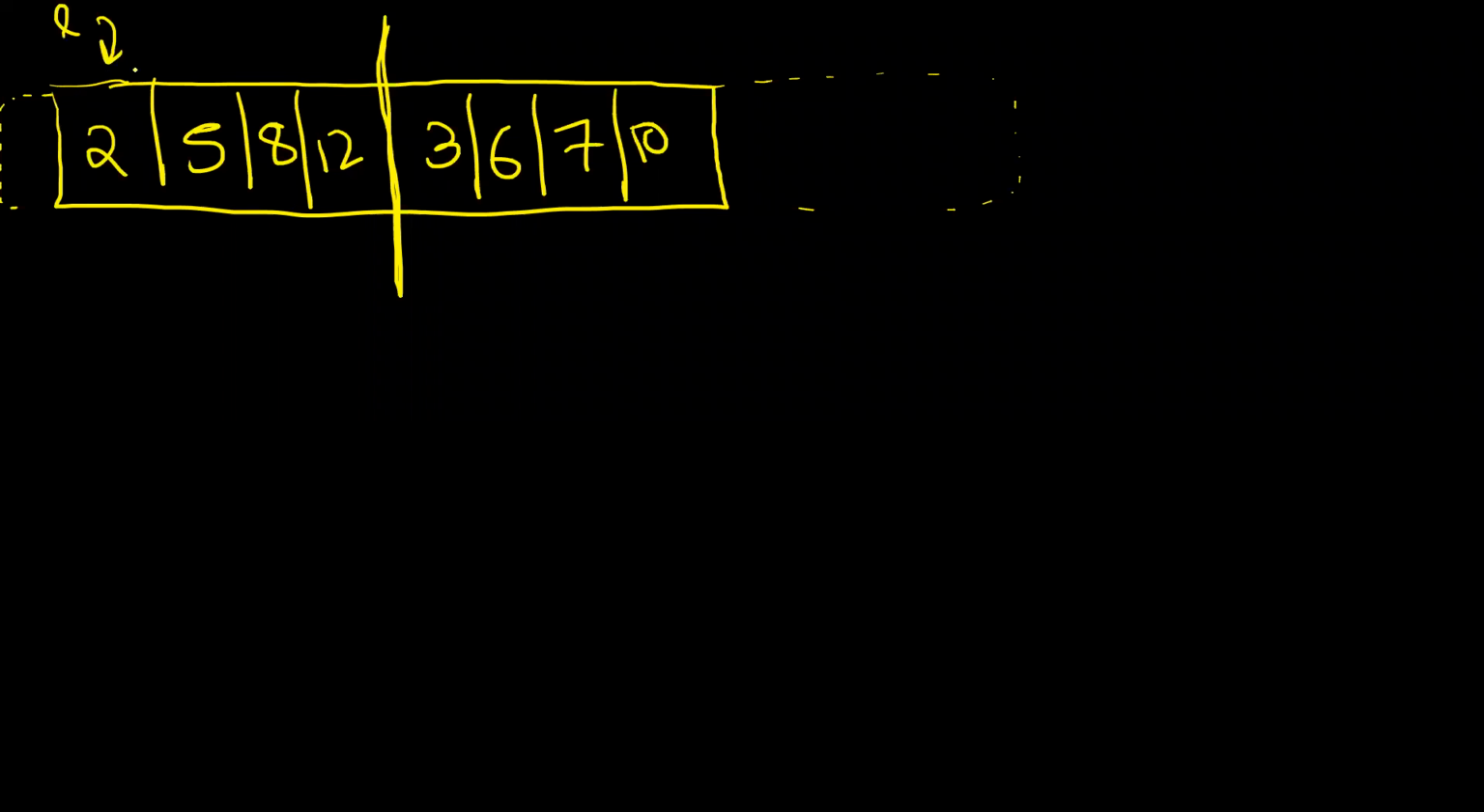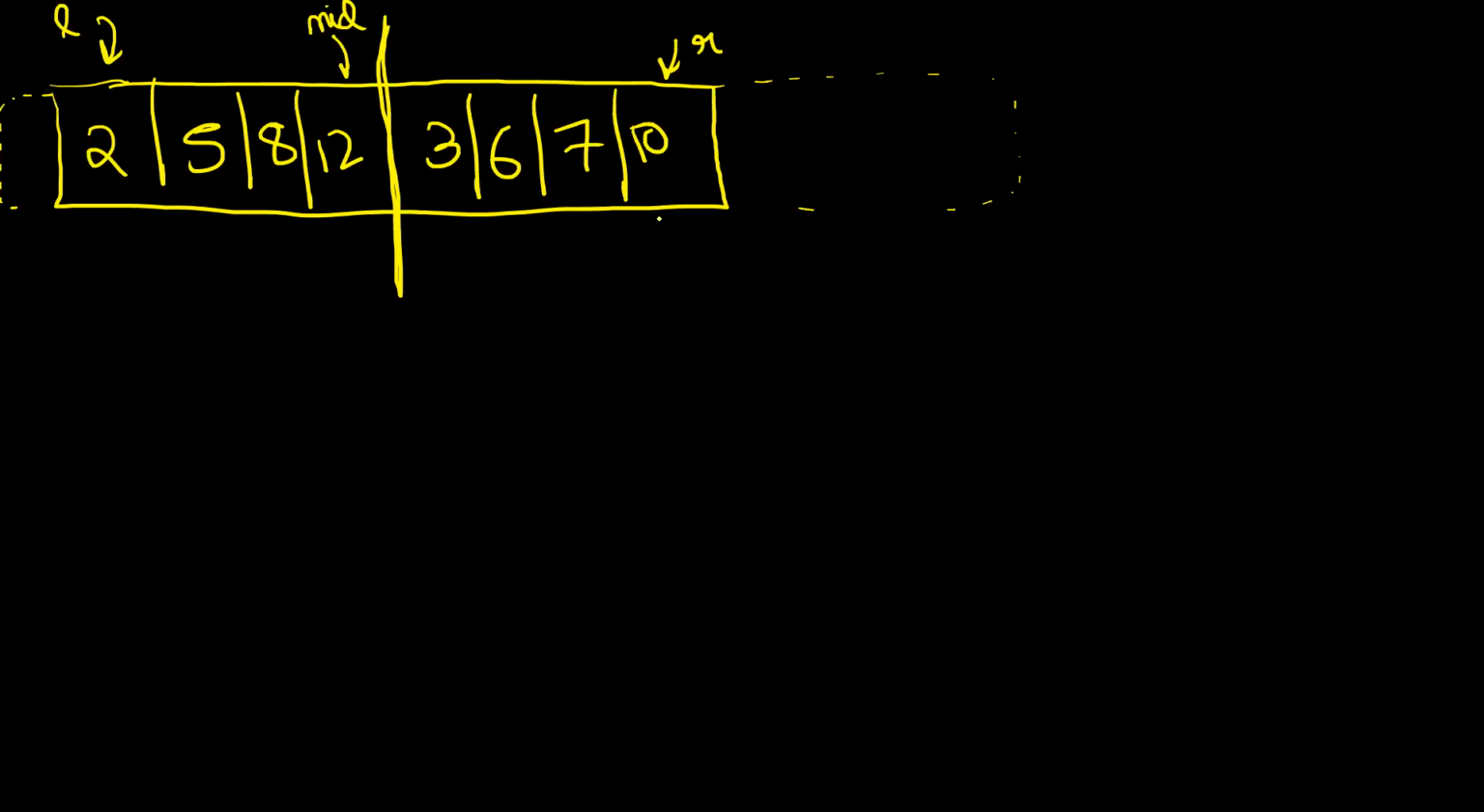This is not index 0, guys, mind you. This is some random index in the array. Let us call it index L. From index L till index mid is a sorted part of the array. And from index mid plus 1 till index R is another sorted part of the array.